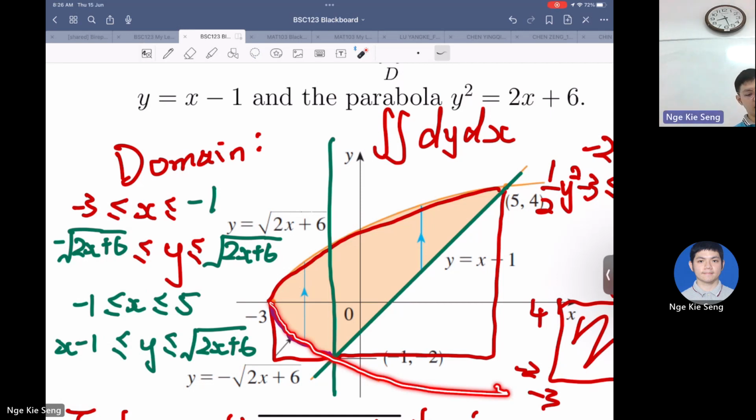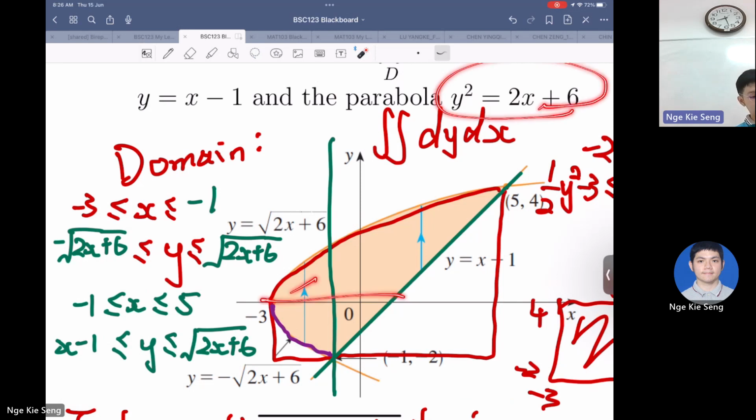Let me think. Always symmetry. Because in this case, I think we shift in the x direction. Yeah, we shift in the x direction, so the lowest point is at 0. If I shift it out, then it is not symmetric across y equals 0, the x-axis.